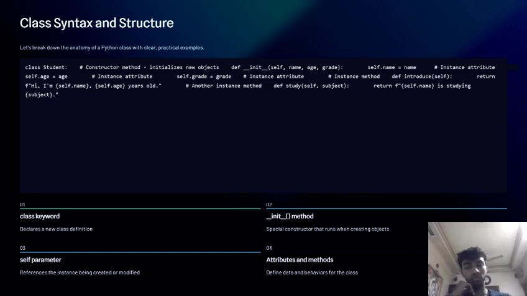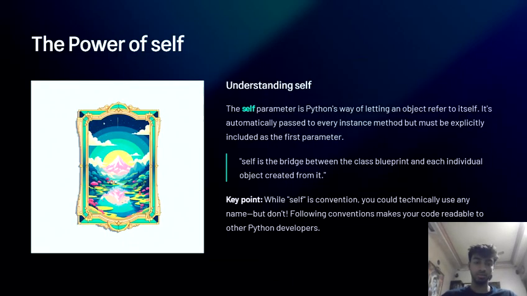The power of self. The keyword self is very important in Python. It acts as a bridge between the class blueprint and the specific object created from it. Every time you call a method on an object, Python automatically passes that object as self. While you could technically name it anything, using self is the convention. It keeps the code readable and standard for all Python developers creating and using objects.